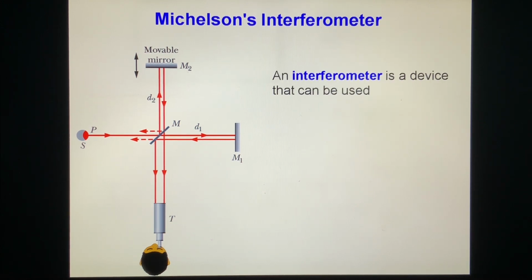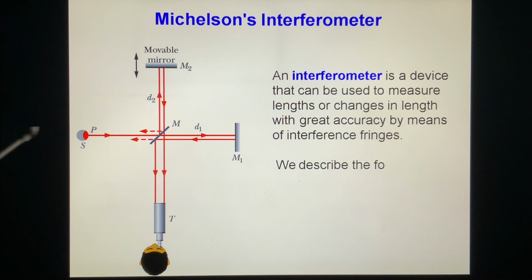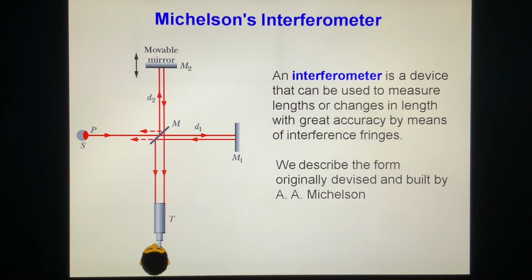An interferometer is a device that can be used to measure length or changes in length with great accuracy by means of interference fringes. We describe the form originally devised and built by A. Michelson in 1881.